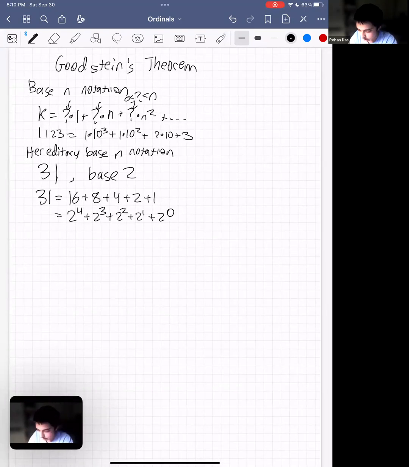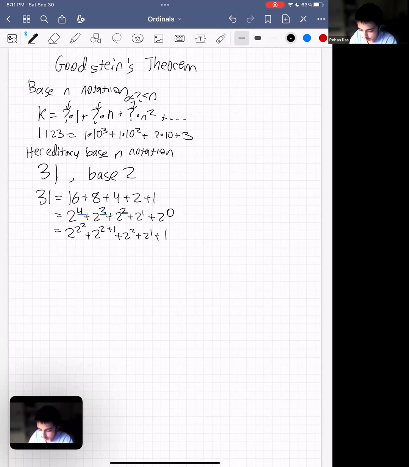But if we look at these exponents, they themselves are not in base 2 notation. So hereditary base n notation essentially takes this one step further and converts all the exponents to base 2 notation as well. So now we have 2 to the 2 to the 2 plus 2 to the 2 plus 1 plus 2 to the 2 plus 2 to the 1, and then we can just leave the last part as plus 1 because that is less than 2.